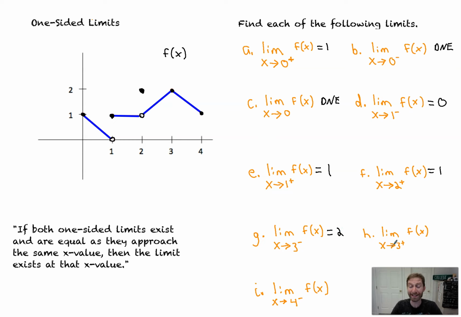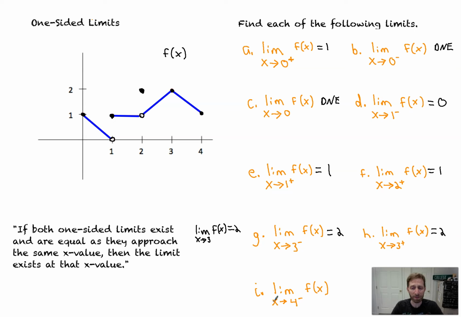Then we'll do the limit as x approaches 3 from the right. That would be from this side, and that also equals a y value of 2. So what that means is the limit as x approaches 3 straight up of f of x does equal 2. I'll add that on here: the limit as x approaches 3 of f of x does exist and it equals 2, because both one-sided limits agree.